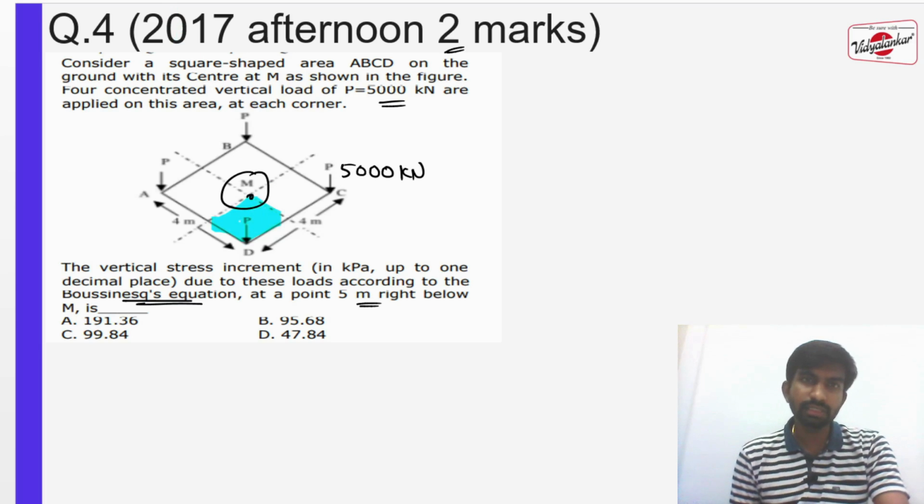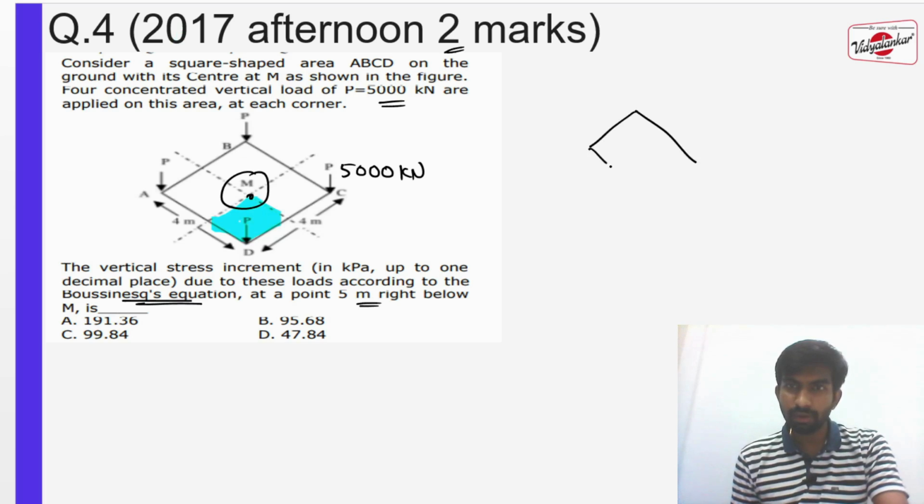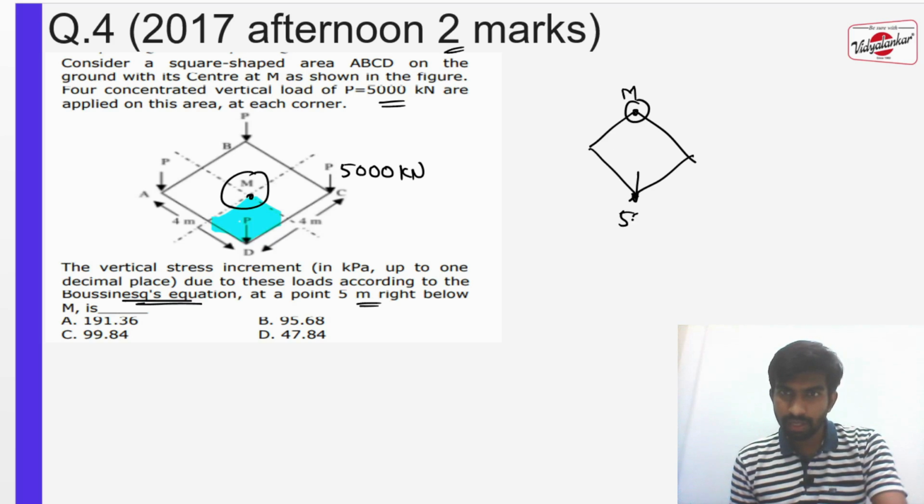So if I consider this block, ये block अगर मैं consider करता हूँ जो कि मेरा ये block है, assuming that it is symmetrical one as it is mentioned in the figure. So ये मेरा center point है M और यहाँ इस corner पे मैंने load लगाया है as a 5000 kilonewton. As distance this is 4 मीटर, तो ये मेरा हो जाएगा 2 मीटर, ये मेरा हो जाएगा 2 मीटर.